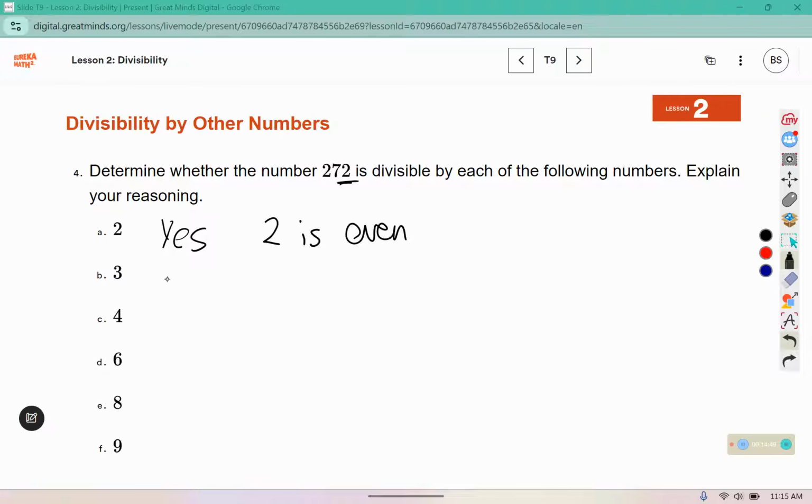For 3, our rule was to add 2 plus 7 plus 2. We add those digits together. That's 9, 10, 11. 11 is not divisible by 3. So, no, this one is not divisible by 3.